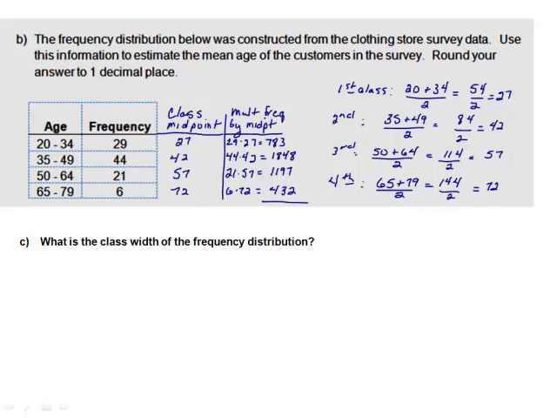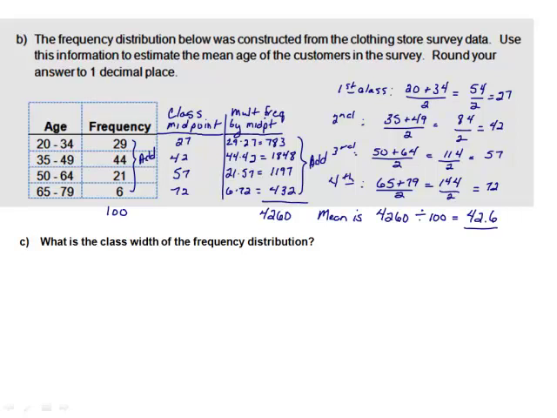Now we're going to add all these up. So if we add all those up, we get 4,260. Then we're going to divide by the total of the frequencies. So we're adding that frequency column. If we add that, we get 100. So for our final answer, for our mean, we take 4,260, divide by 100, and that's going to give us 42.6.